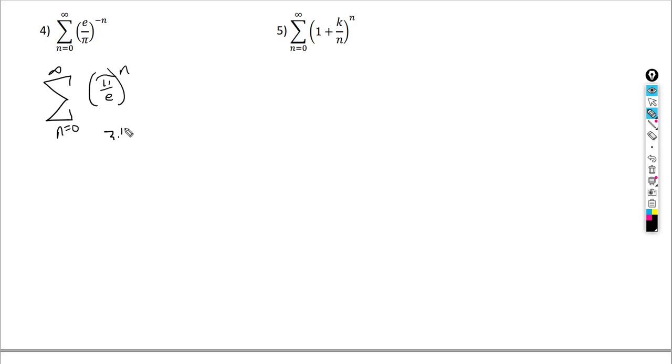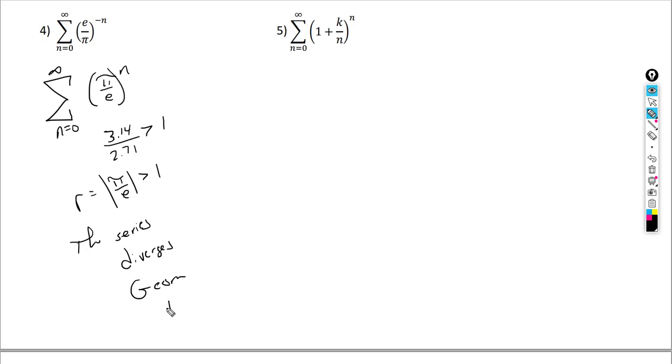Pi is about 3.14, and e is about 2.71, somewhere around there. That is definitely greater than 1. So r is equal to pi over e, but the absolute value is greater than 1. Thus, the series diverges because of the geometric test. Okay? Cool beans.